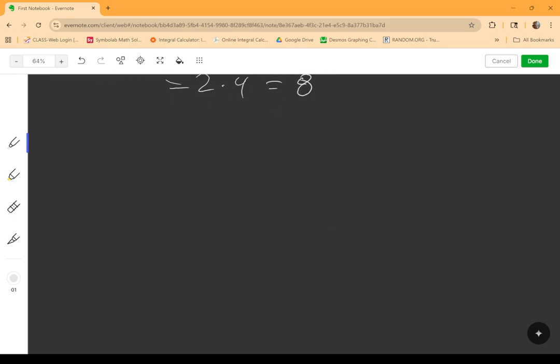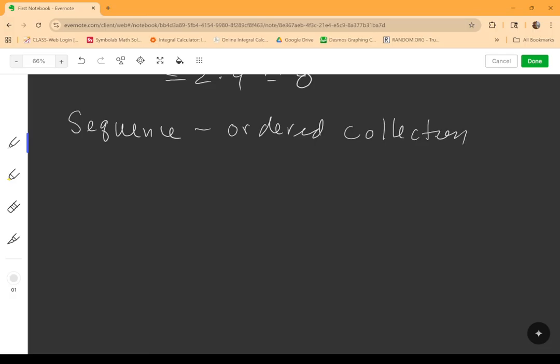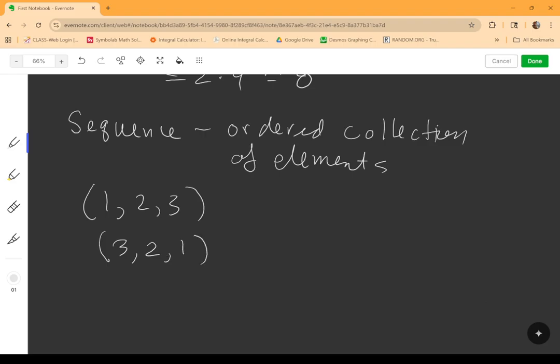We will be going in depth into each one of these types of structures. So the next one is what is called a sequence. This is just an ordered collection of elements. We can think of an ordered triple or an ordered pair. So this is a sequence, a very basic sequence. Now, this ordered triple 1, 2, 3 is different than this ordered triple 3, 2, 1.